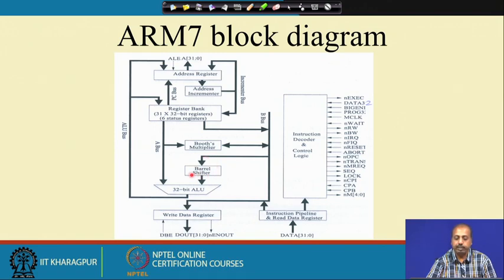Then the barrel shifter is there. I have already said that you can shift the operand in a single instruction before doing the arithmetic logic operation. So, you can do a shifting of the operand, that is, multiplication and division by powers of 2. That can be done by this barrel shifter, and many a time, particularly in signal processing algorithms, we will find that many of the operations we do are multiplications and divisions by powers of 2. Those operations can be done very easily in this type of architecture.